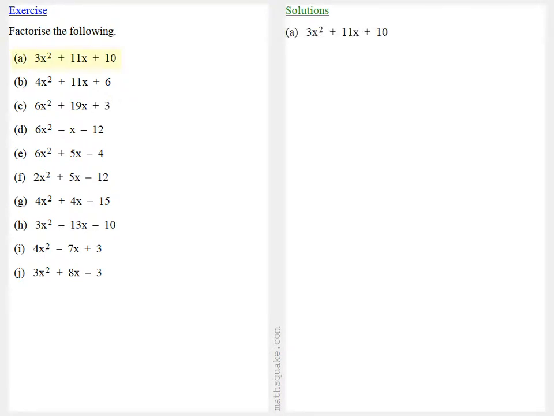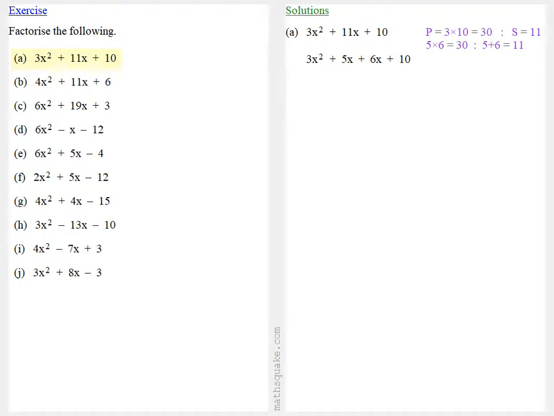Now, question A starts with 3x squared plus 11x plus 10. We first want to multiply the 3 with the 10, so p is 3 times 10, and the x coefficient is 11, so s is 11. We want two numbers that multiply to make 30 and add to make 11. They are 5 and 6. 5 times 6 is 30, 5 plus 6 is equal to 11. So we split the middle term, 11x, into 5x plus 6x.